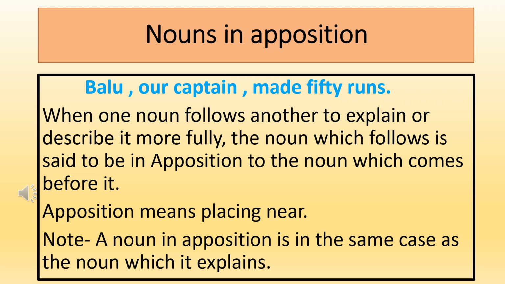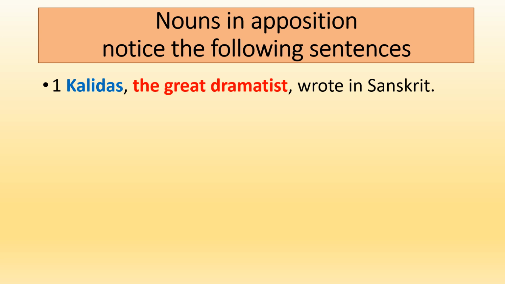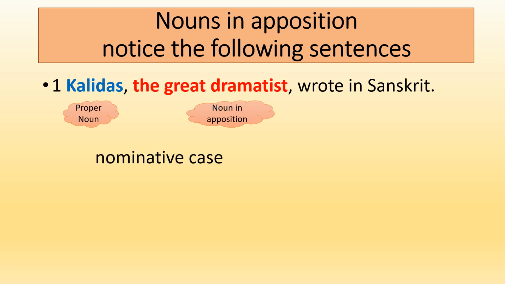Notice the following further examples of the nouns in apposition. Kalidas, the great dramatist, wrote in Sanskrit. Kalidas and the great dramatist are one and the same man. This noun in apposition is used to describe Kalidas. Now, the noun Kalidas is in nominative case. So, the noun in apposition, which is it? The great dramatist, is also in the nominative case.